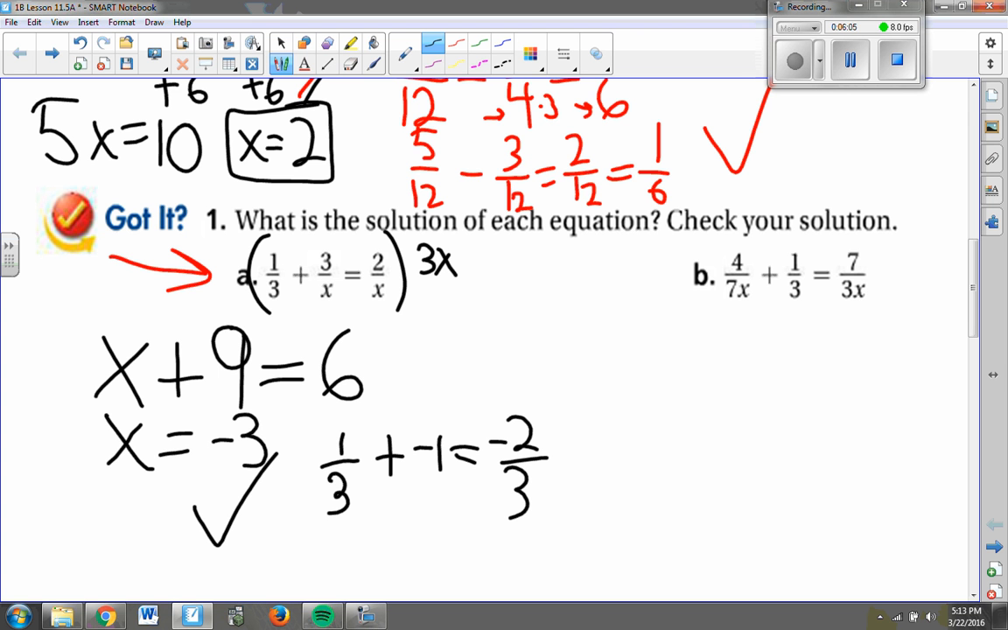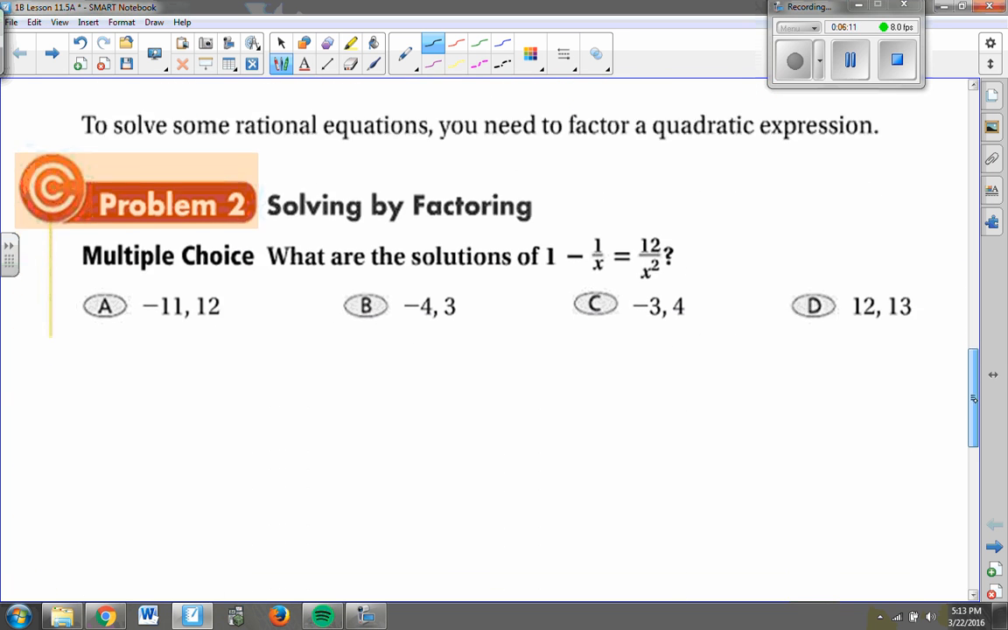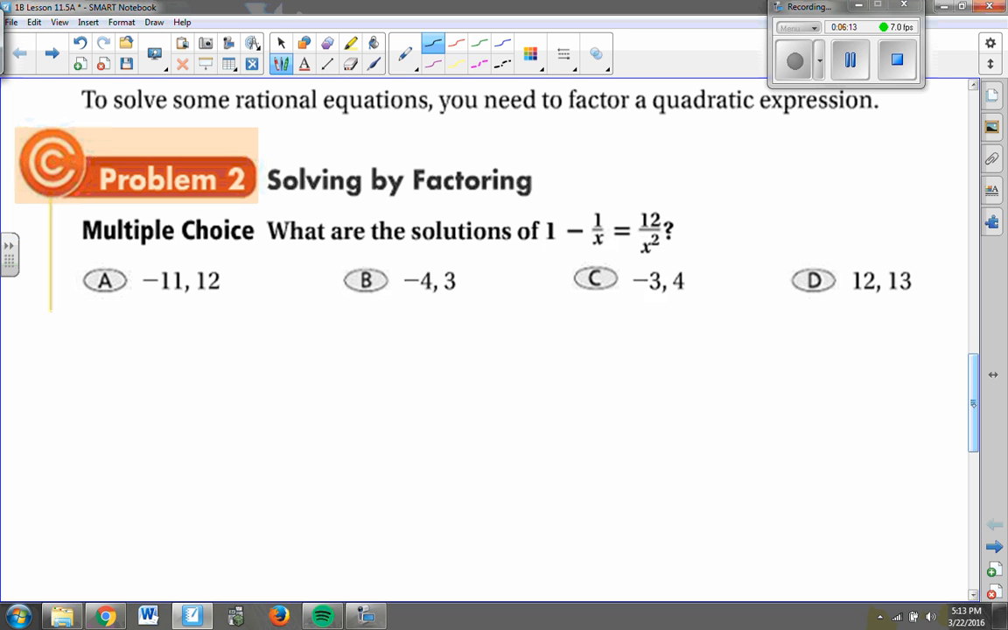Okay? All right. Now, the other type of problem that we may see does involve some x squareds. Okay? We might need to factor to solve here eventually. But let's see what this equation gives us. They're asking for the solutions of 1 minus 1 over x equals 12 over x squared. They want to know the solutions for that equation.